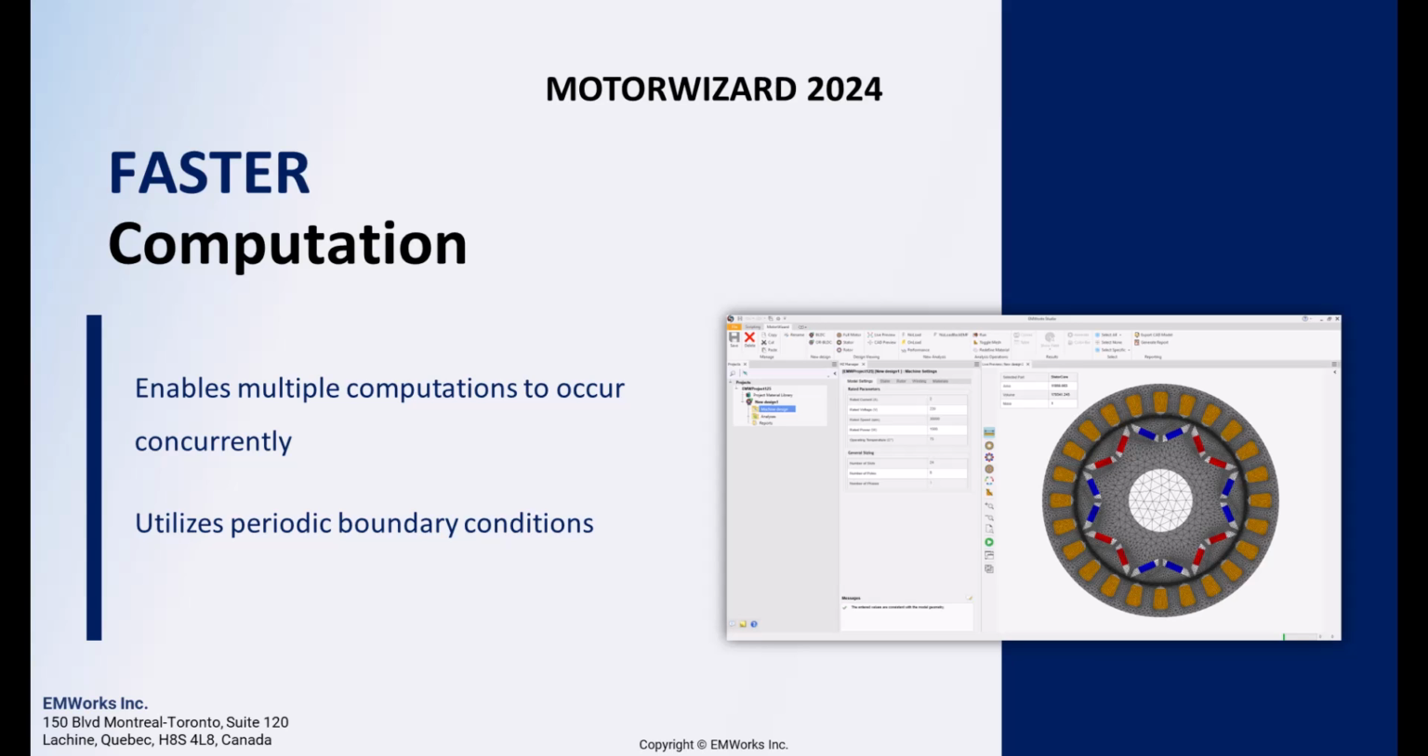In addition to speed improvements, we have also focused on enhancing solver accuracy. We achieved this by implementing periodic boundary conditions within our FEA solvers. For geometries with multiple periodic regions, this allows us to model just a single periodic section rather than the entire motor assembly.